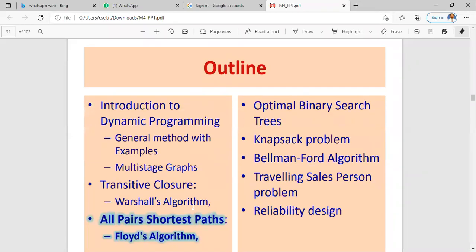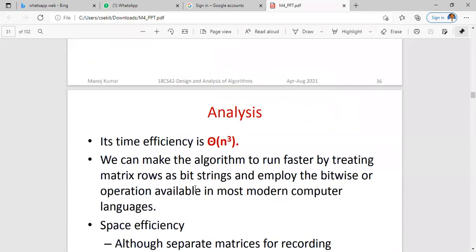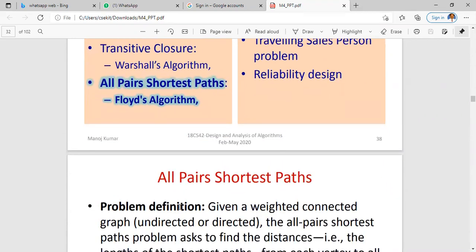So now you come for the next important part. Transitive closure is finished. Now you come for all pairs shortest path using Floyd's algorithm. So how to find the shortest path using Floyd's algorithm?